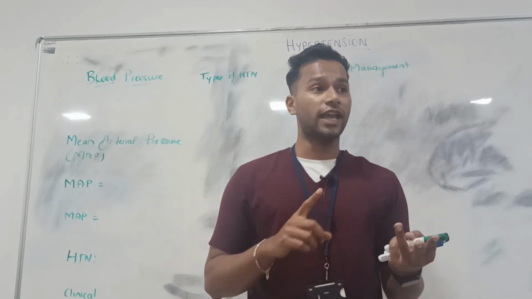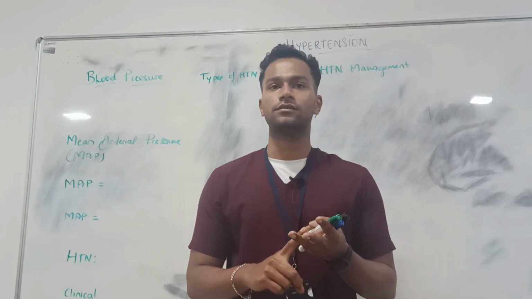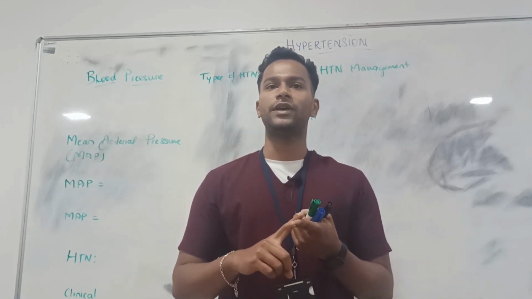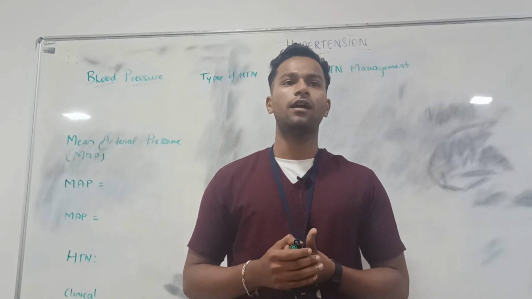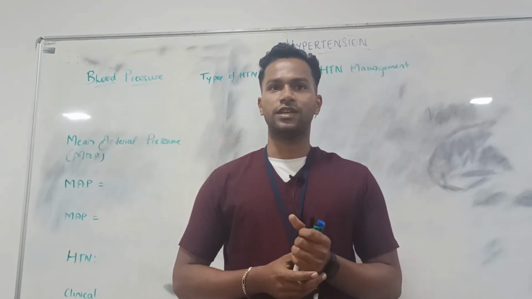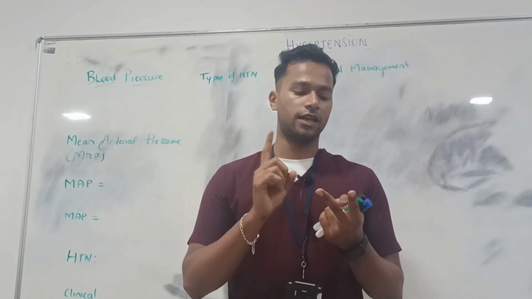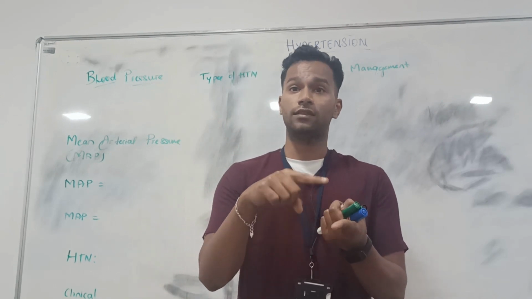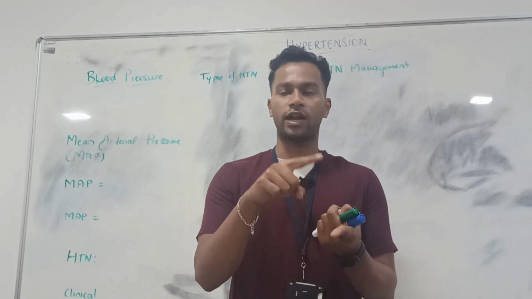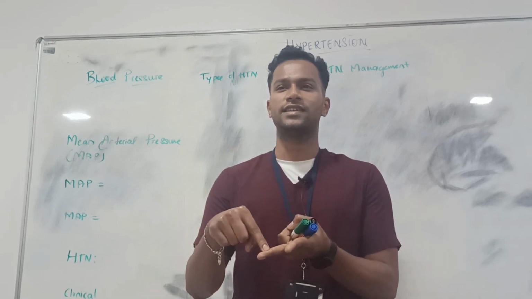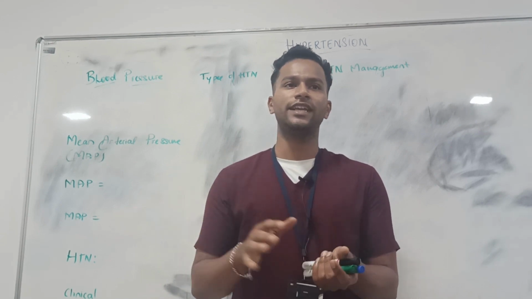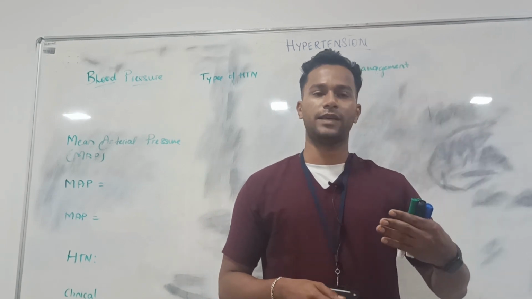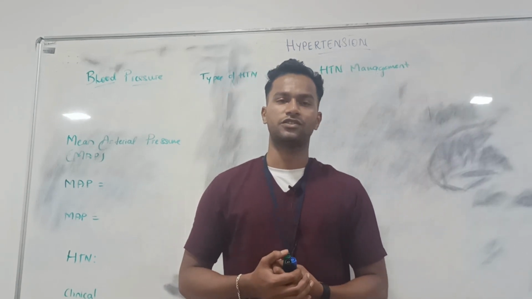Now coming to the hypertensive crisis, that is elevated BP above 180/90 mmHg. In that case there are two types, emergency and urgency, where emergency is with end organ damage, and urgency is without any damage. So these are the basic classifications of hypertension.